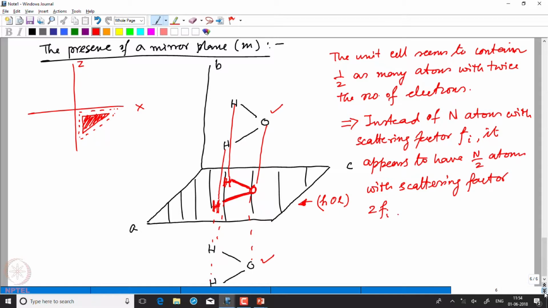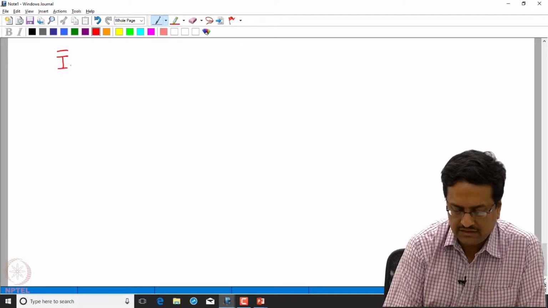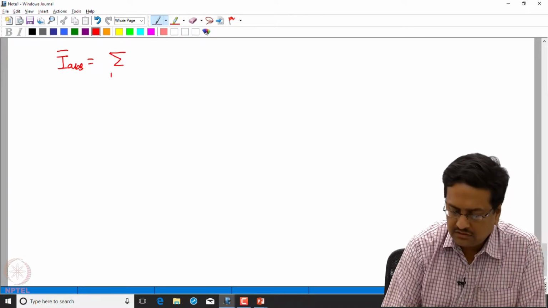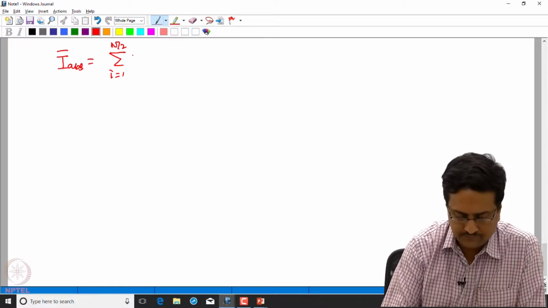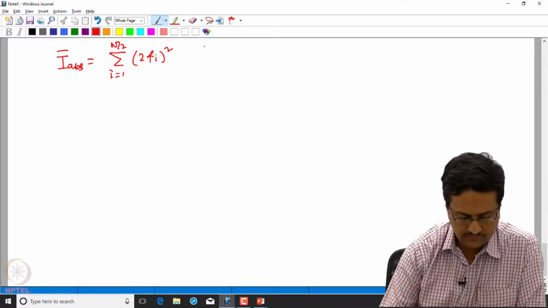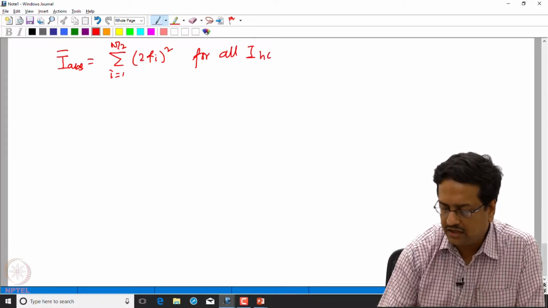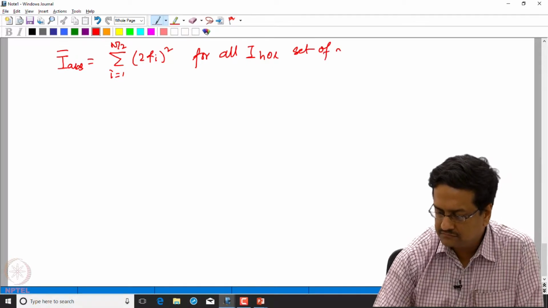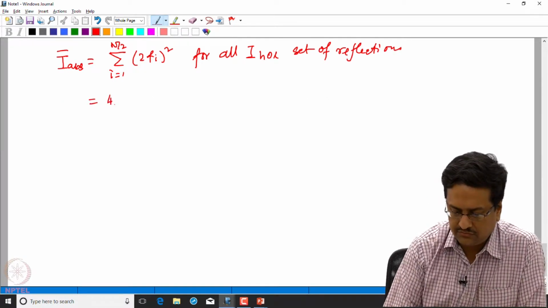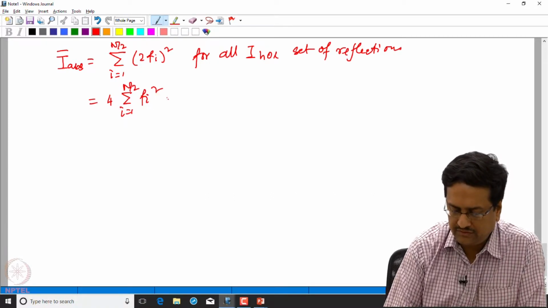So, in this situation, we can calculate the average I abs as sum over i equal to 1 to n by 2 into twice Fi square, for all the H0L set of reflections, which means it is equal to 4 times the sum over i equal to 1 to n by 2 of Fi square.